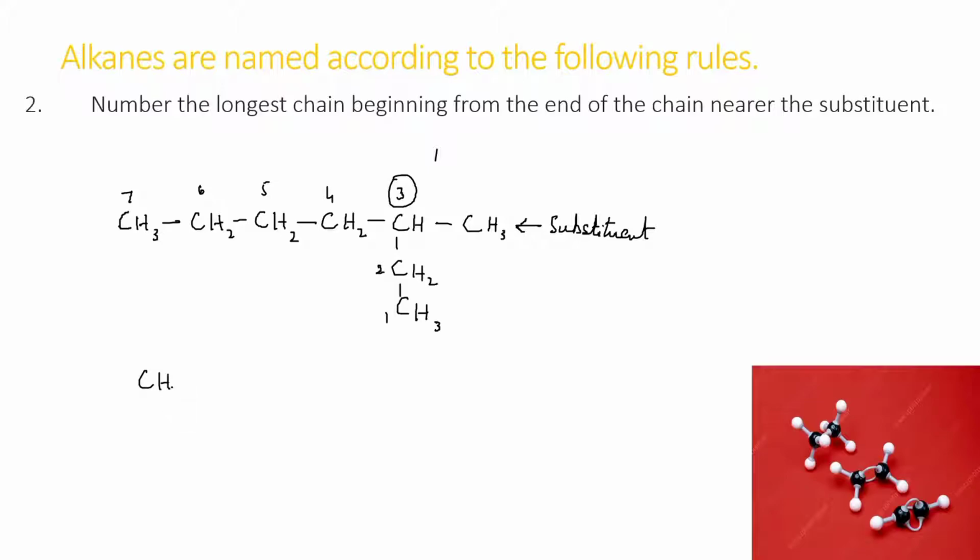If I make a structure like CH3, CH2, CH2, again CH2, CH, then CH3 and CH3. Again, this is the longest possible chain in a straight line, and this one is my substituent.